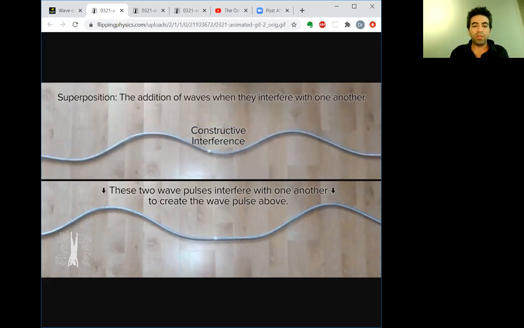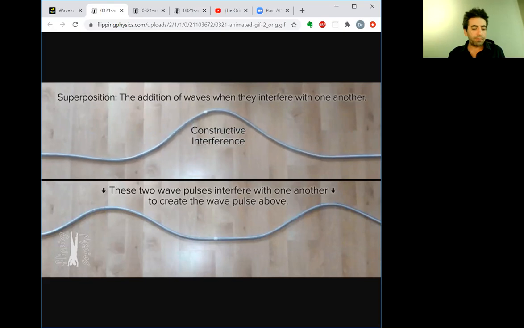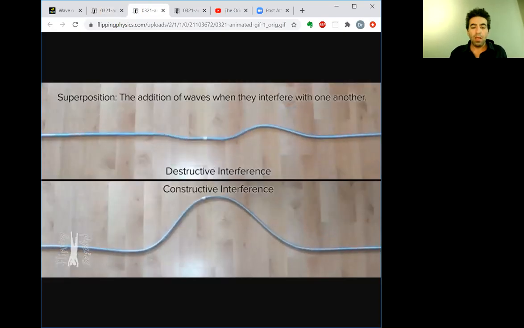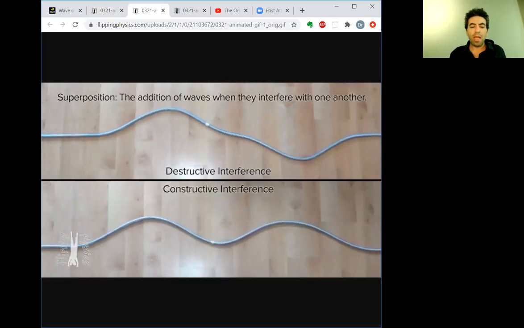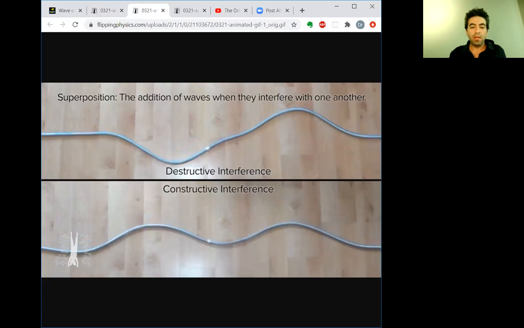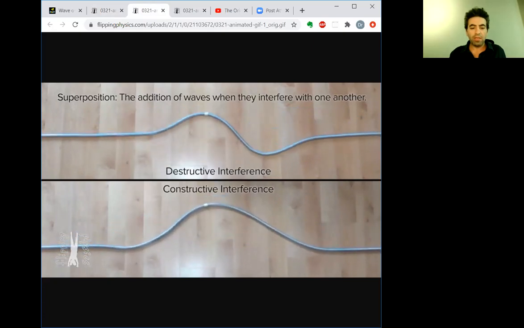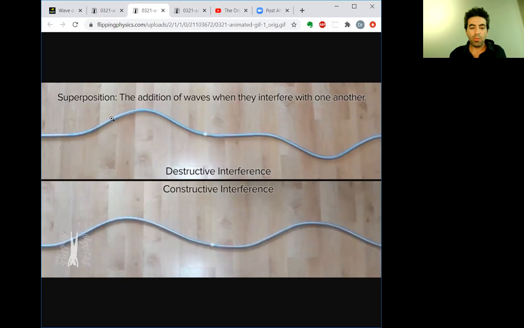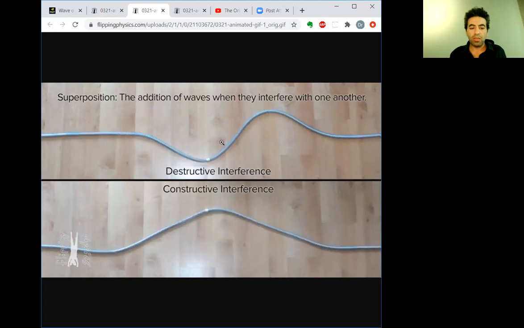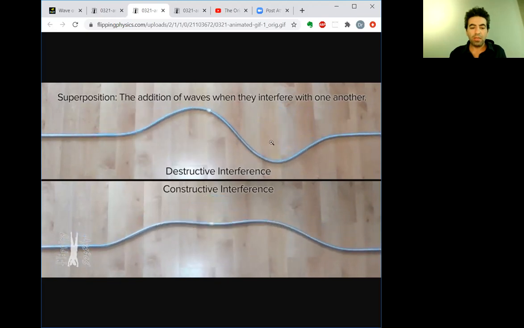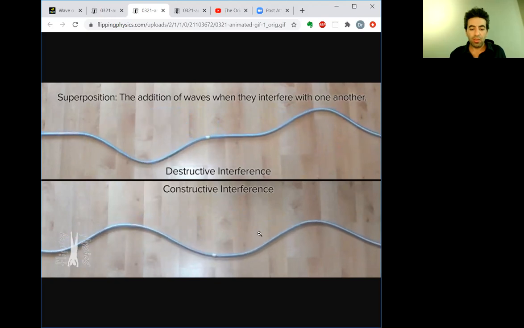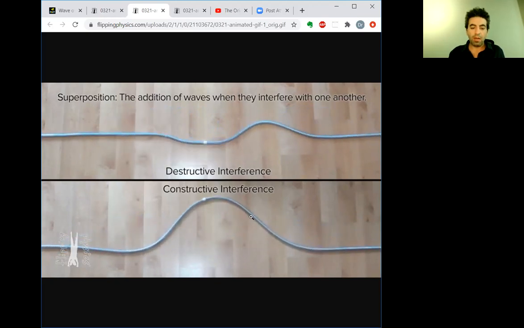But if these two pulses instead are in opposite directions, then you can see what happens when they come together. They pretty much cancel each other out, right? You can see a point in which they really just cancel each other out. So this here is compared to the previous situation in which they add up.